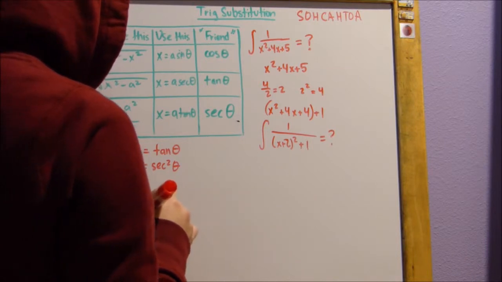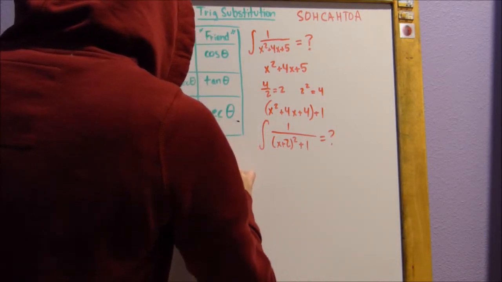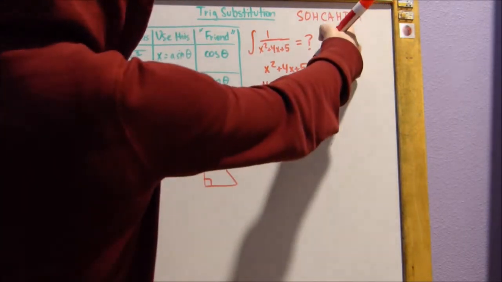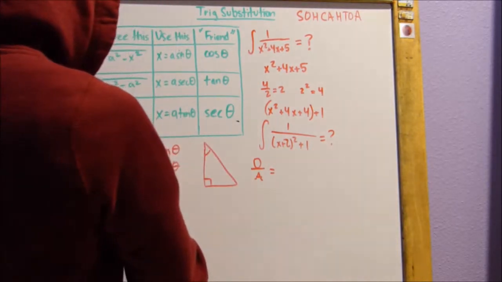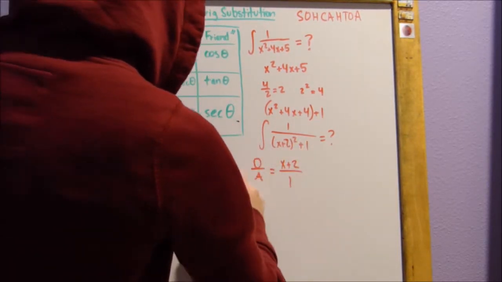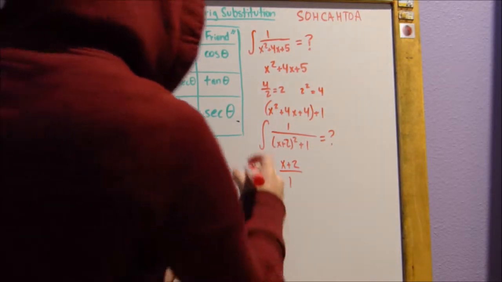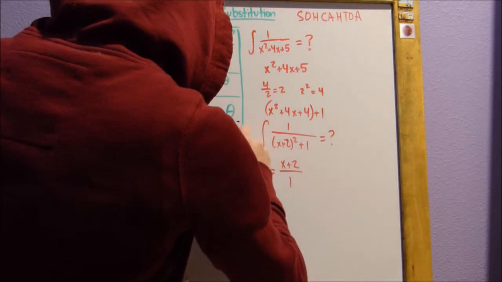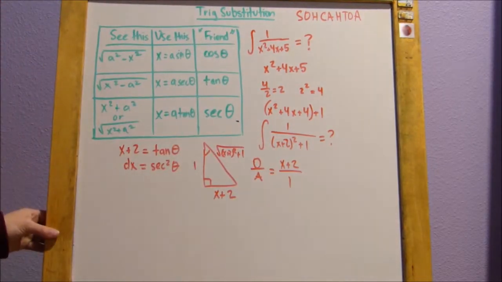Now, we're going to set up our triangle. So, tangent is opposite over adjacent, and we have x plus 2 over 1. Opposite is over here, x plus 2, and this is going to be 1. So this is going to be the square root of x plus 2 squared plus 1, right?